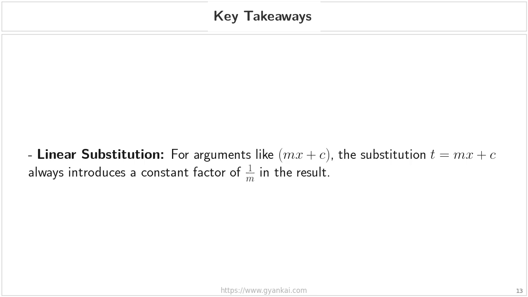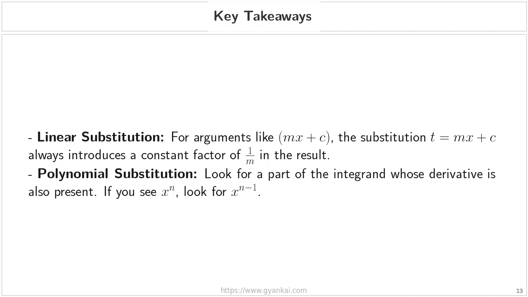First point, linear substitution. When you're dealing with an integral that has a linear expression inside, something like mx plus c, where m and c are constants, and you make the substitution t equals mx plus c, remember this. It always introduces a constant factor of 1 over m in your final answer. We saw this in our first example with the cosine of 3x. Because of the 3 multiplying the x inside the cosine, we ended up with a 1/3 in front of the sine of 3x plus c. It's a very common pattern, so keep that in mind.